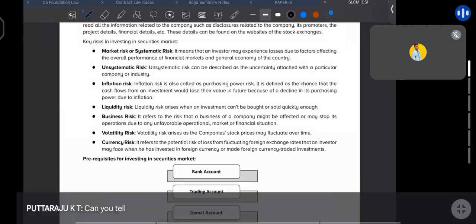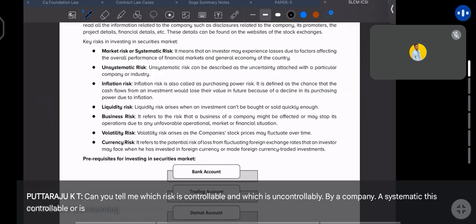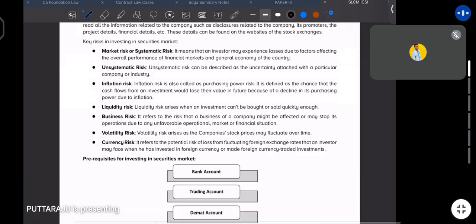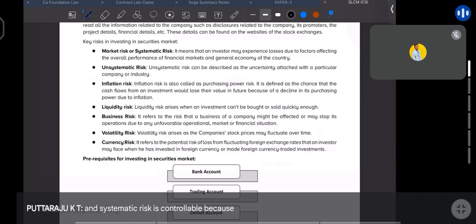Can you tell me which risk is controllable and which risk is uncontrollable by a company? Is systematic risk controllable or is unsystematic risk controllable? Unsystematic. Unsystematic risk is controllable because it is related to a particular company or its industry.